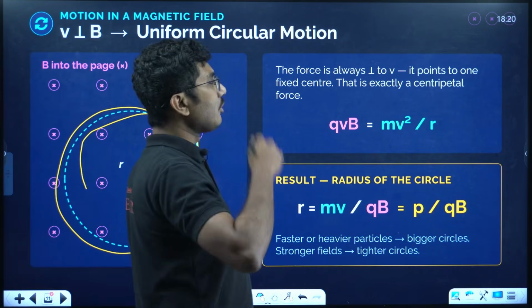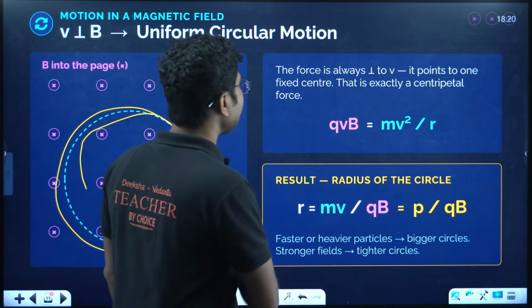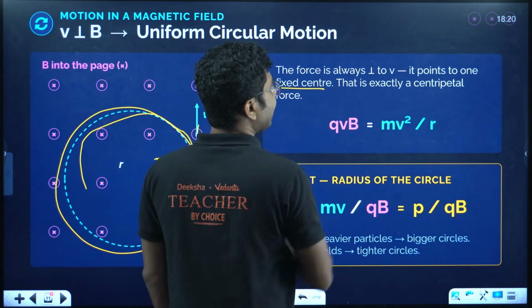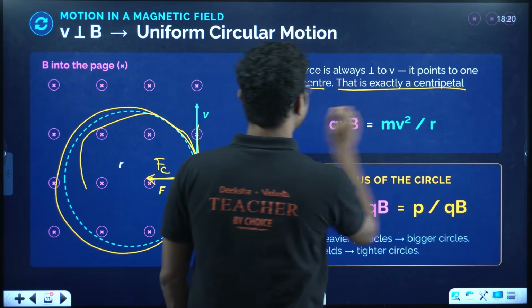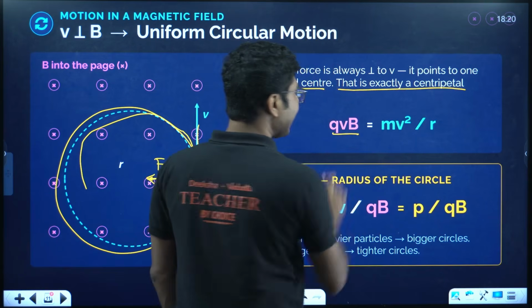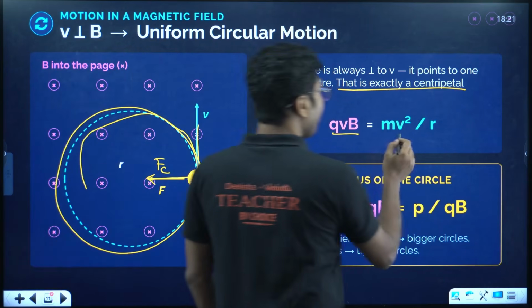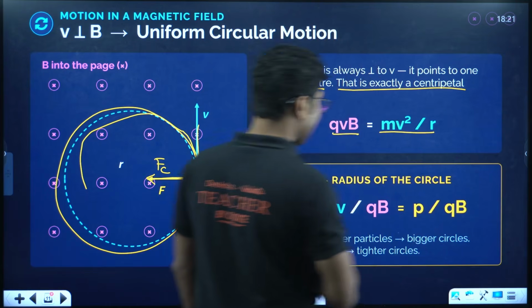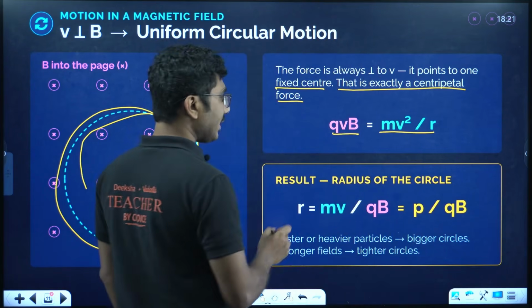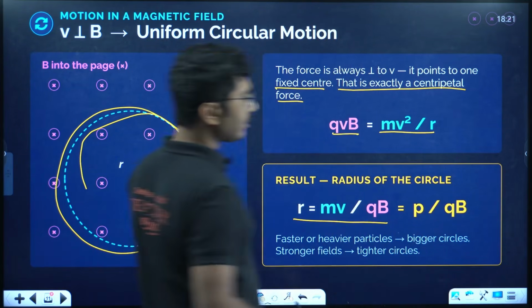The force is always perpendicular to V. It points at one fixed center, and that is exactly a centripetal force. So the magnetic force must provide the required centripetal force. So qVB must be equal to mv square by r. From here you can calculate r is equal to mv upon qB.